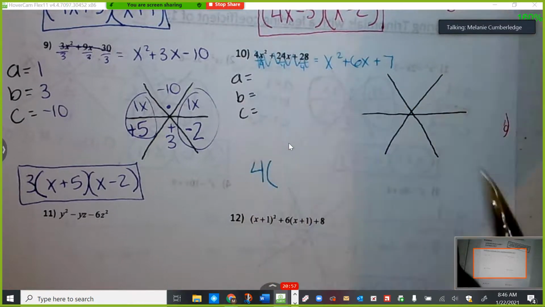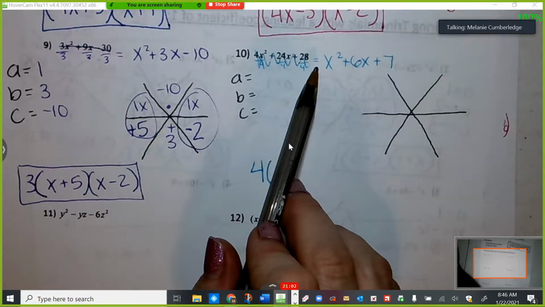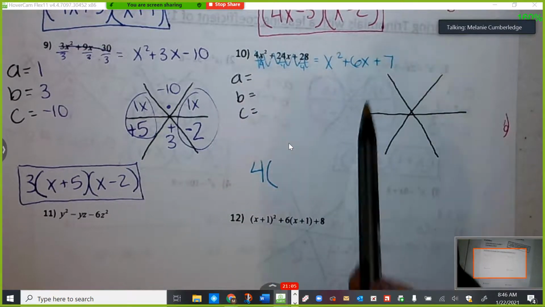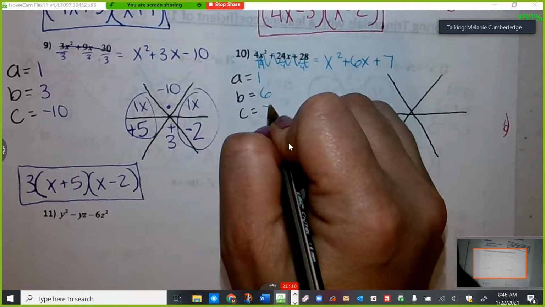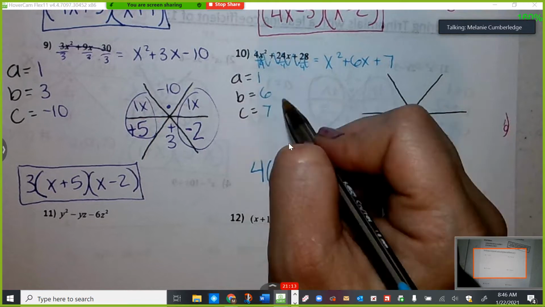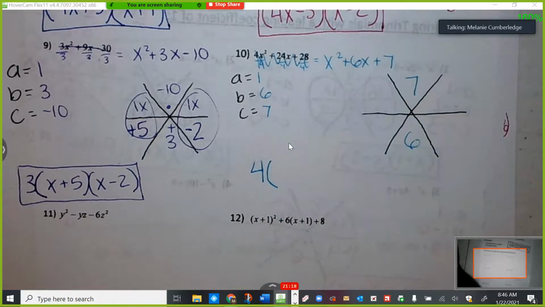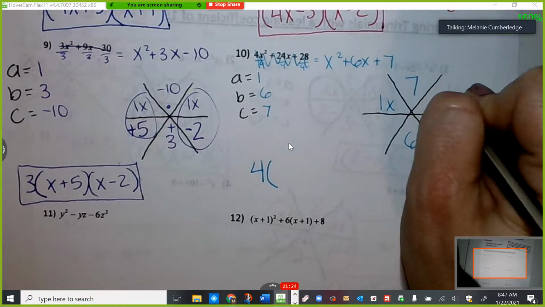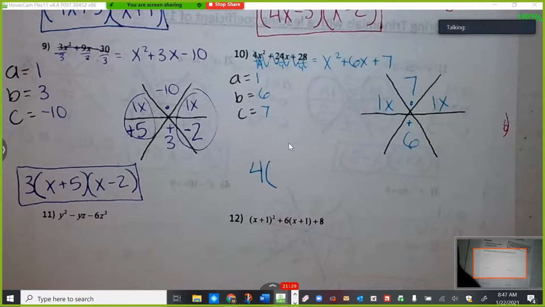The best part about taking out a GCF is usually, not always, but sometimes it makes your leading coefficient 1, which means there's no simplifying in your snowflake. So A is 1, B is 6, C is 7. A times C is 7, B is 6. Now what multiplies to give you 7 but adds to give you 6? Can you think of anything?